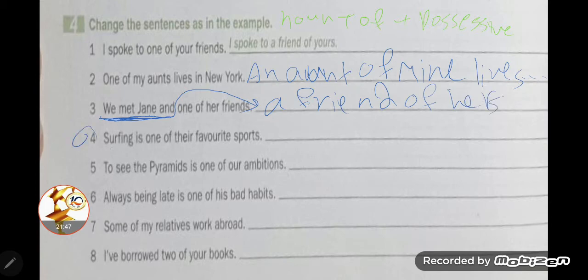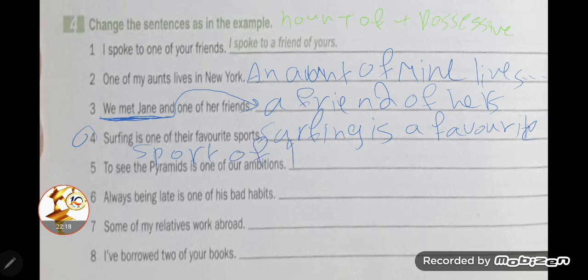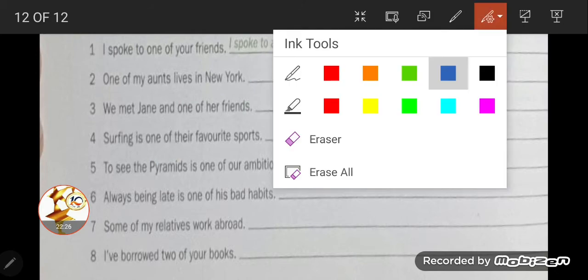4. Surfing is one of their favorite sports. Surfing is one of their favorite... إيش بدها تصير؟ Surfing is a favorite sport of... إيش بدها تصير؟ of theirs. تمام، of theirs. ماشي، خليني أمسح هون ونكتب بطريقة أوضح لإلكو.